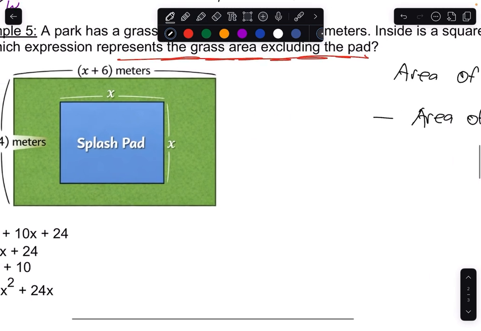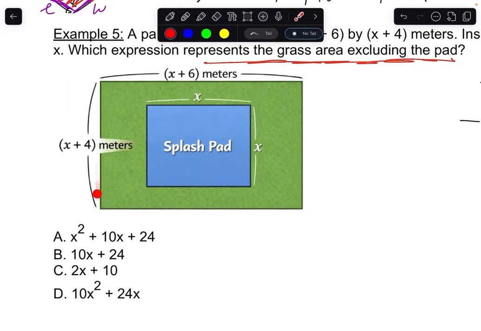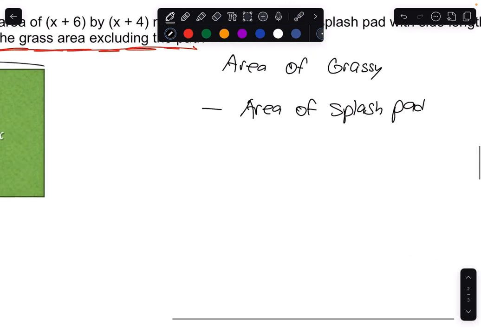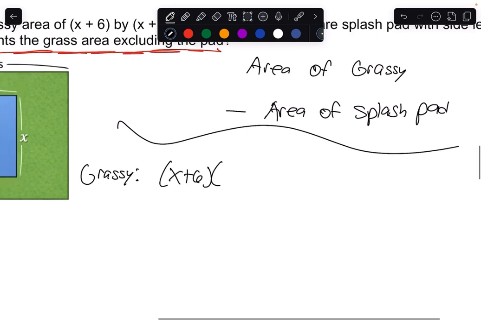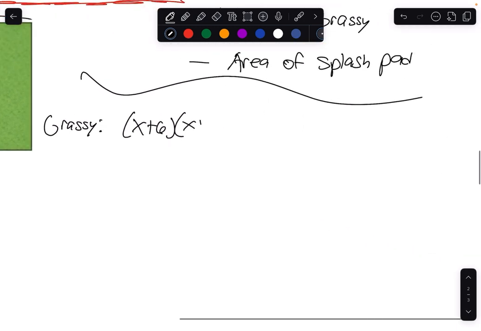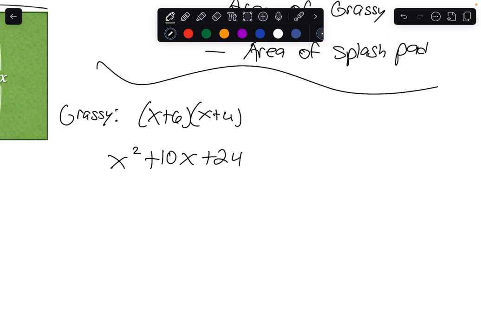So let's figure out the area of the whole thing. We have a width of x plus 4, length of x plus 6. To find the area of a rectangle, you've got to multiply them together. So this is for the grassy area: x plus 6 and x plus 4. If you want to see the individual work, please look at Canvas. But if you were to multiply that out, you would end up with x squared plus 10x plus 24.